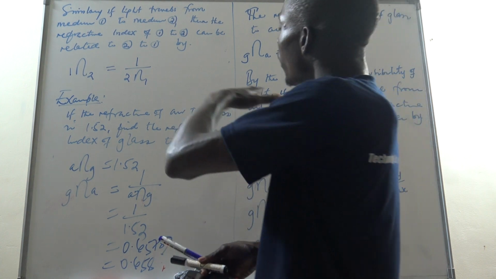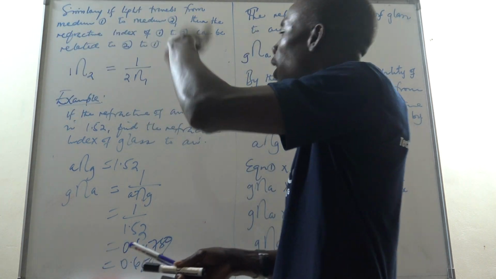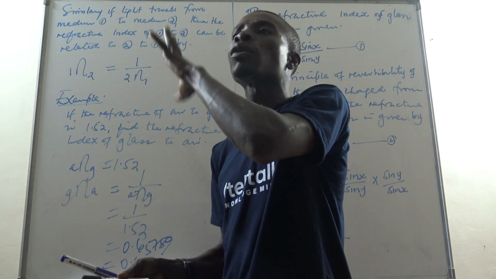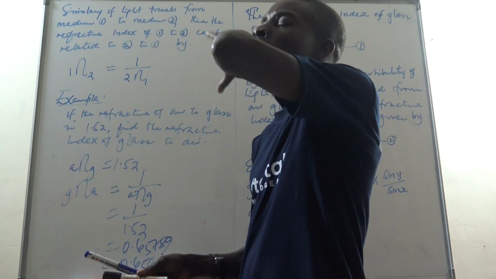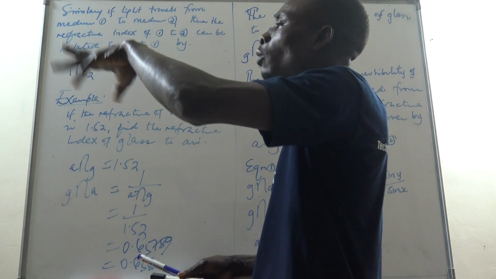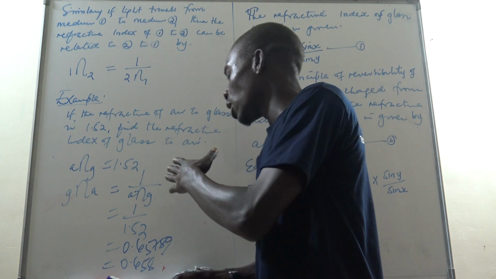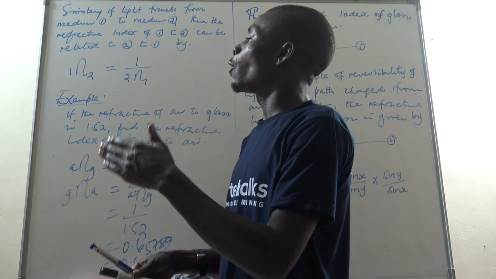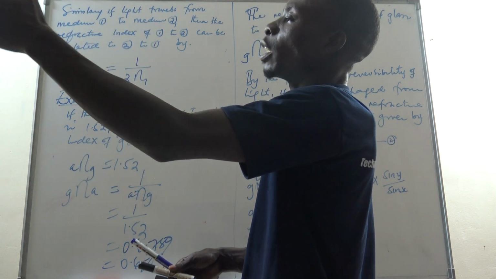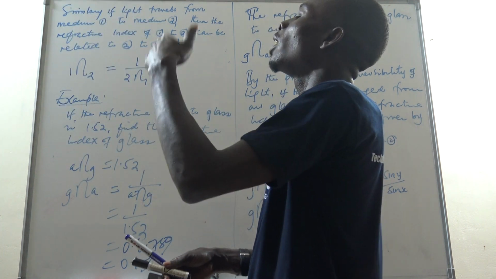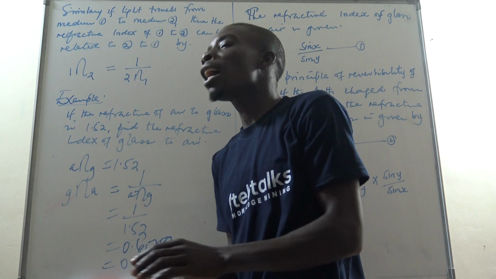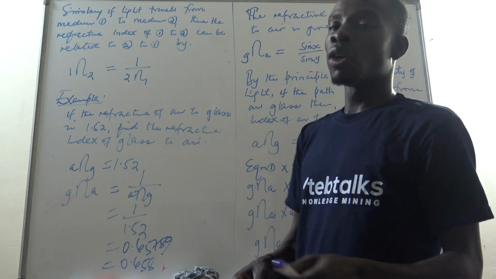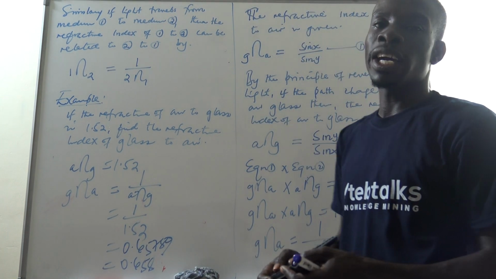So you can try for air to another medium, and then from that medium to air, a number of them, maybe to water being 4 out of 3, look at another one maybe 3 out of 2, and then look at what comes out. But all in all, note that if we have the refractive index of one medium to another one, if we reverse it, it will now be the reciprocal of the first value. So that is very, very important.